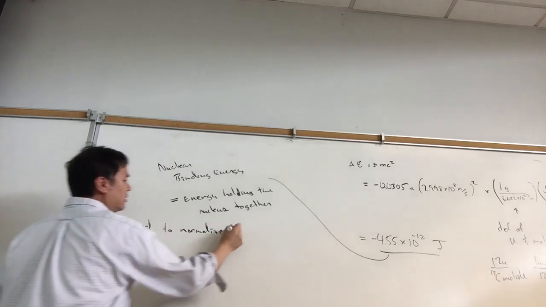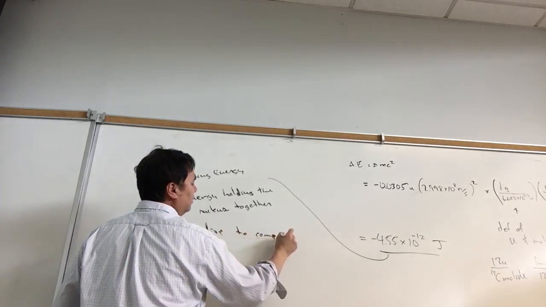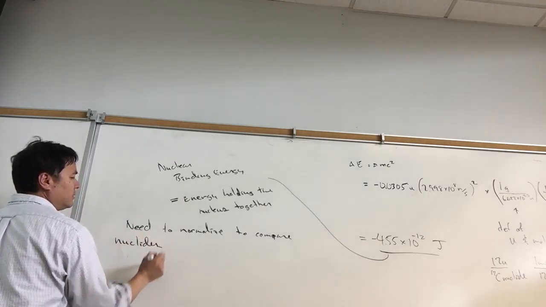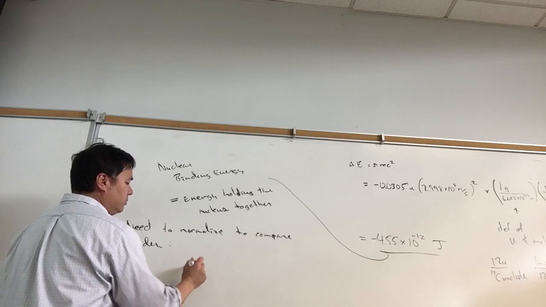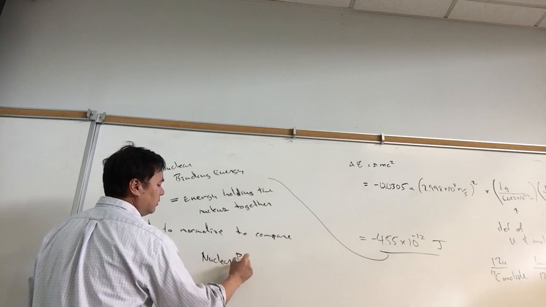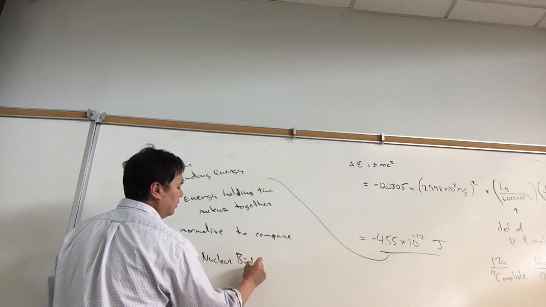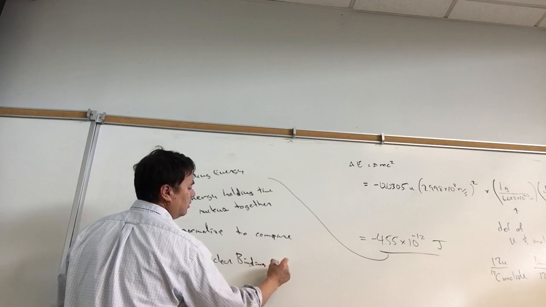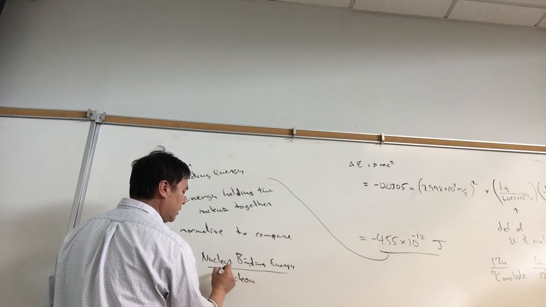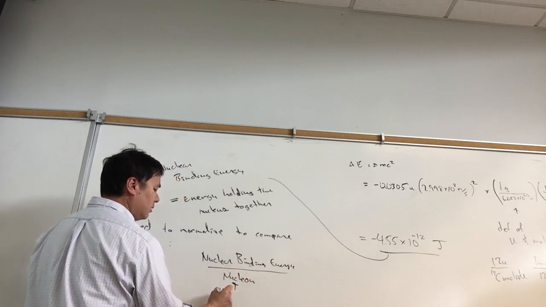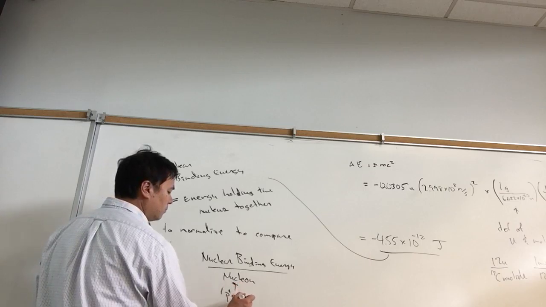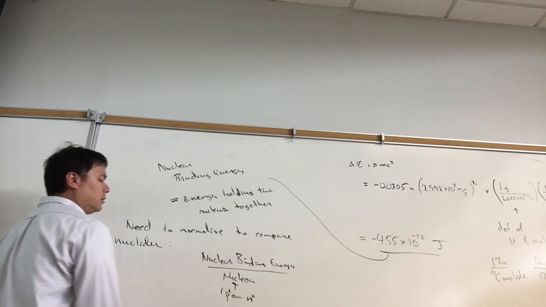To compare nuclides, to compare nuclei. I'll just say nuclide. And so what we do is we get the nuclear binding energy per nucleon. Per nucleon. You know what a nucleon is? A nucleon is a proton or neutron. I'll just use these symbols, proton, neutron.